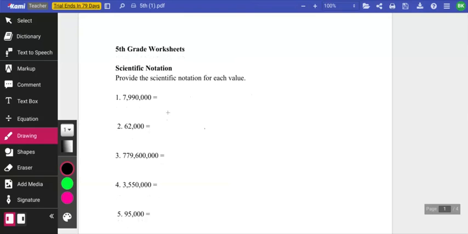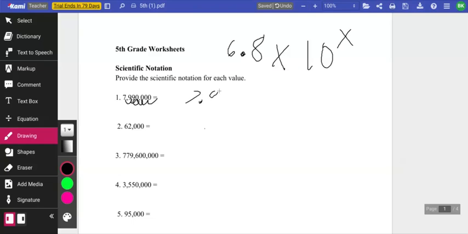So here we have number 1, which is 7,990,000. So for scientific notations, it is usually a whole number, the 7, and then a decimal place after that, a 0.8, and then times 10 to however many zeros there are. So for number 1, we have 1, 2, 3, 4, 5, 6 before the 7. So we can put this times 10 to the 6th power.